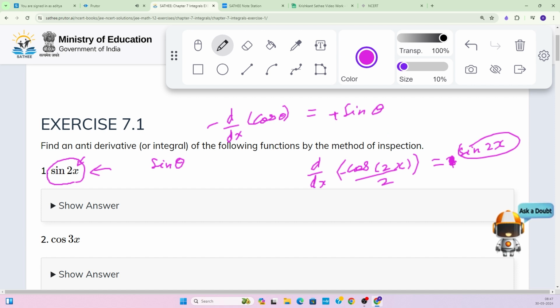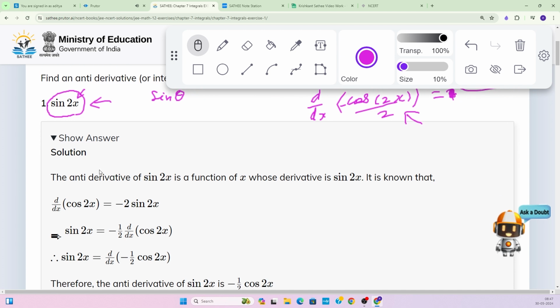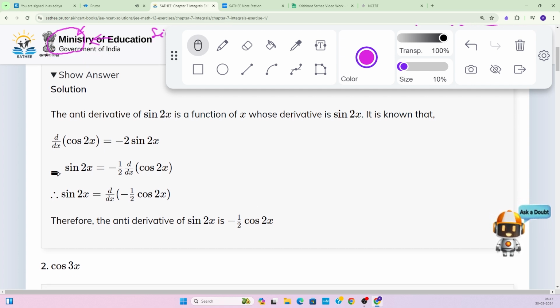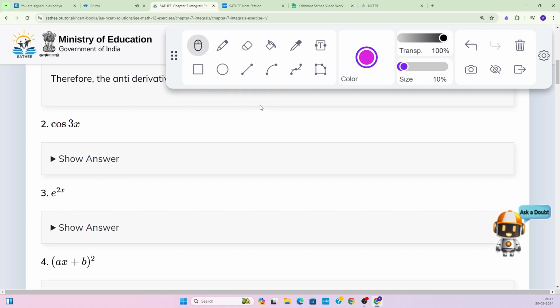So by the method of inspection, what can you say? Minus cos 2x divided by 2 will be your answer. As you can see, minus cos 2x divided by 2, or minus half of cos 2x, will be your answer. I hope it is clear to you. Let us move to the next problem.